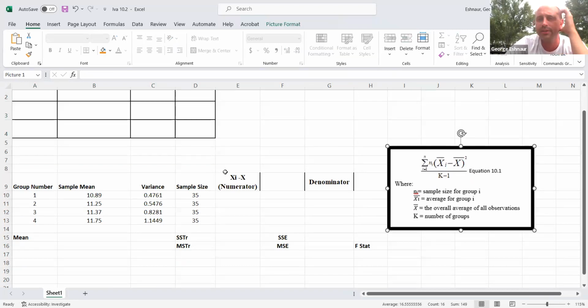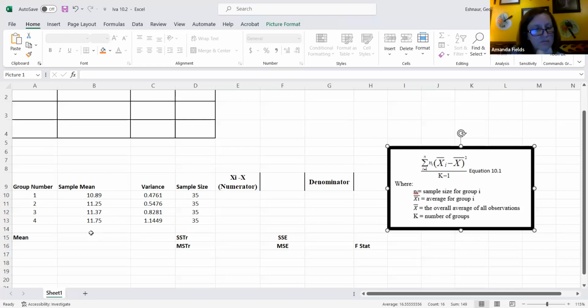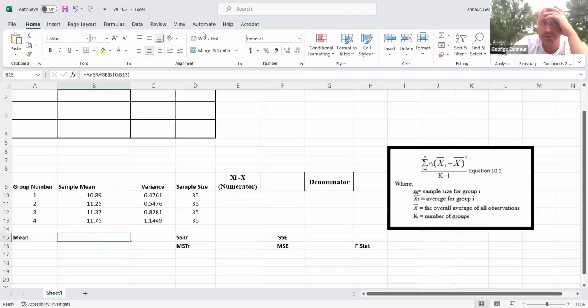Let's leave that here. All right, what's the first thing that we need to do with our pieces here? What do we need to identify first? We need the overall mean, don't we? Yep. So all I did was just run the average here. Okay. So we have the average of our 4 sample means.